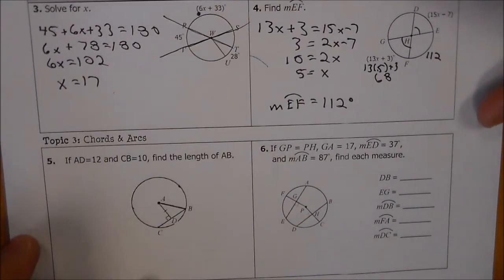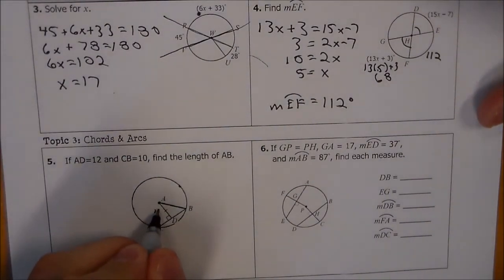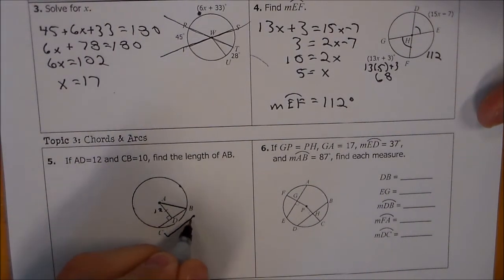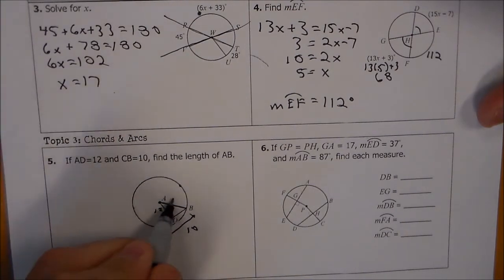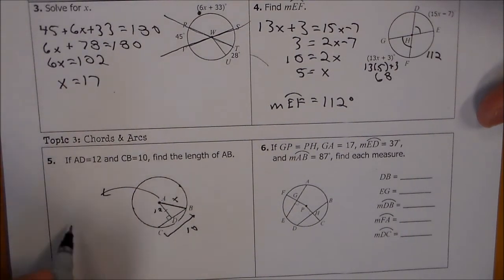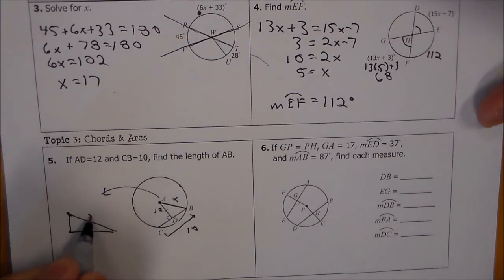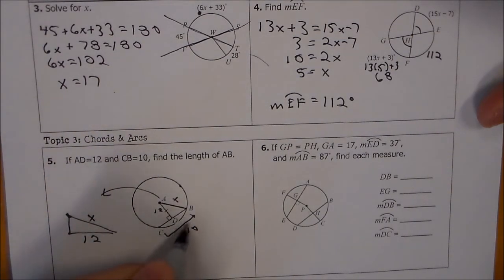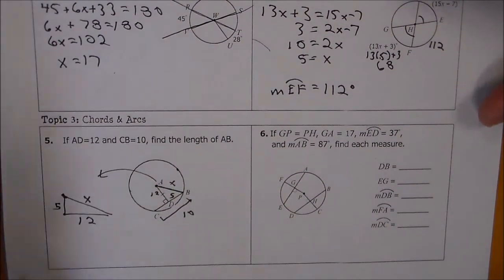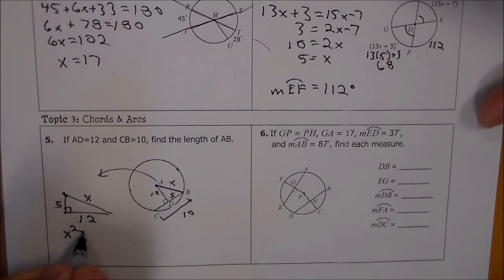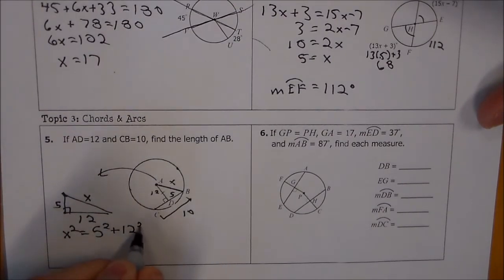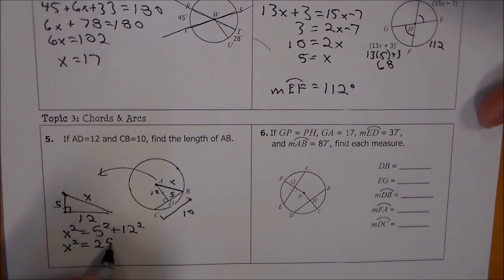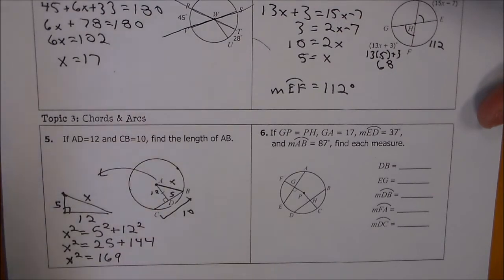For our next one, we need to find our chords and arcs. So I have that AD is 12, CB is 10. I need to find AB, a little X there. This actually becomes a right triangle. So we got X, I got 12, and not 10 here, but 5. So this is a Pythagorean theorem problem with a right triangle. So we're going to go x squared equals 5 squared plus 12 squared. X squared equals 25 plus 144, which gives me x squared equals 169. So x is 13.